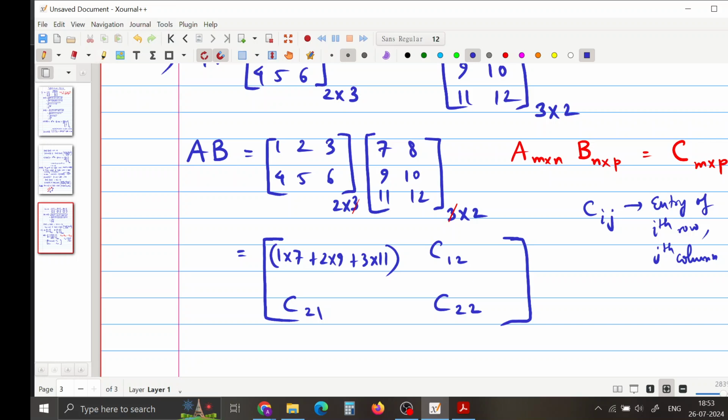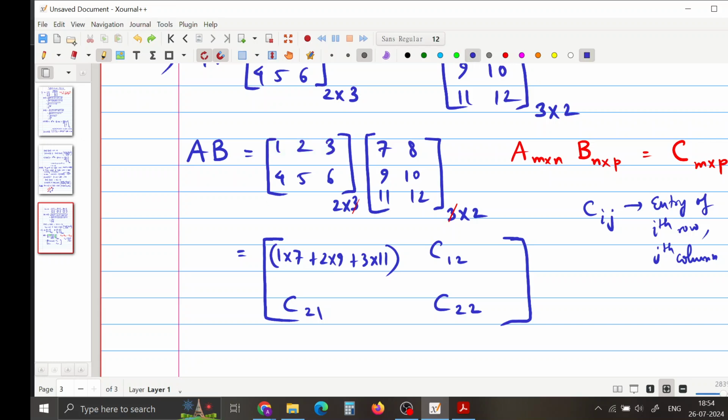Now how do we compute C12? For computing C12, the first index is 1, so you take the first row of matrix A, and the second index is 2, so you take the second column of matrix B and take their inner product. It's like this. Therefore you do the first row of A with the second column of B, and you find that inner product. That will be 1 times 8 plus 2 times 10 plus 3 times 12. Correct?